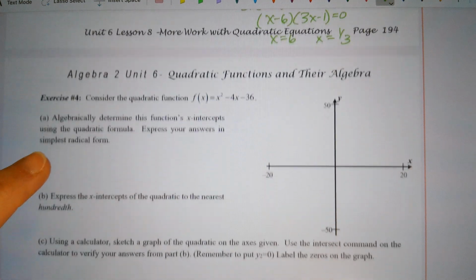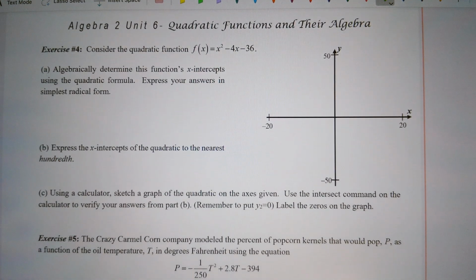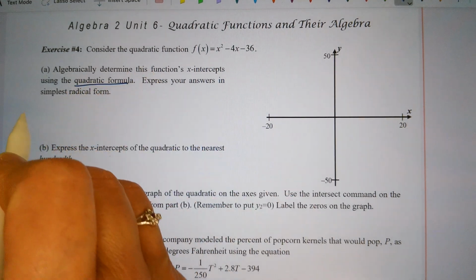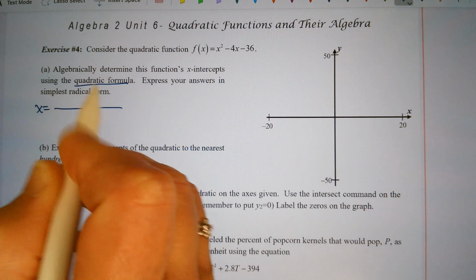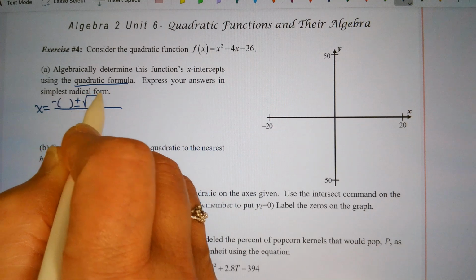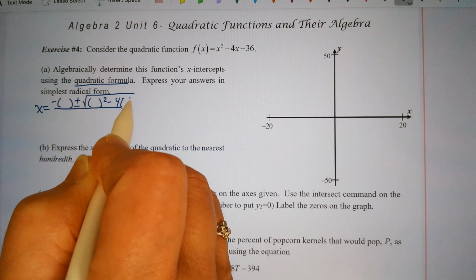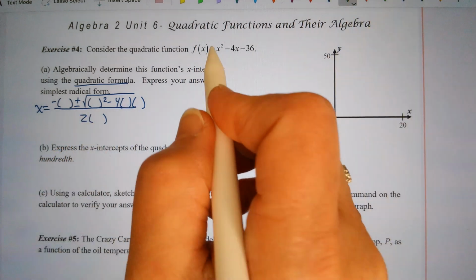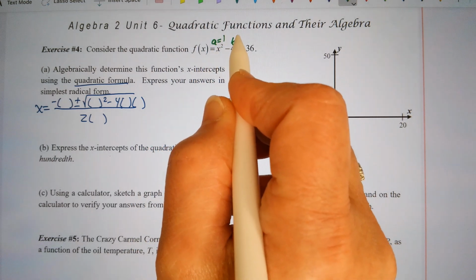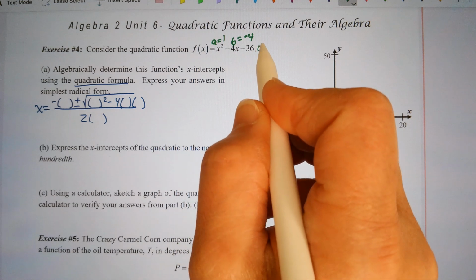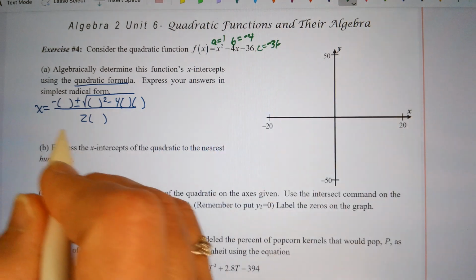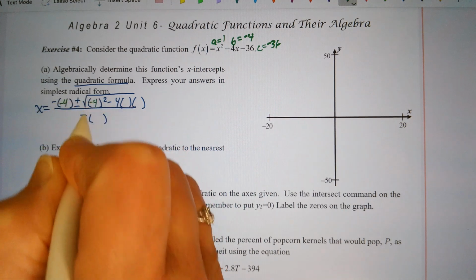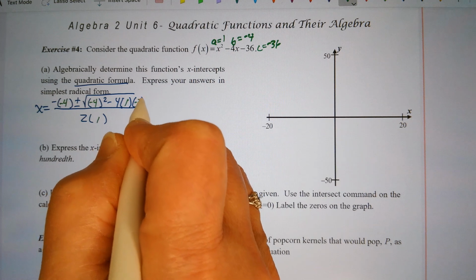Number 4, consider the quadratic function f of x equals x squared minus 4x minus 36. Algebraically determine the function's x-intercepts using the quadratic formula. Okay, using the quadratic formula, x equals negative b plus or minus the square root of b squared minus 4ac all over 2a. And a is 1, b is negative 4, and c is negative 36.